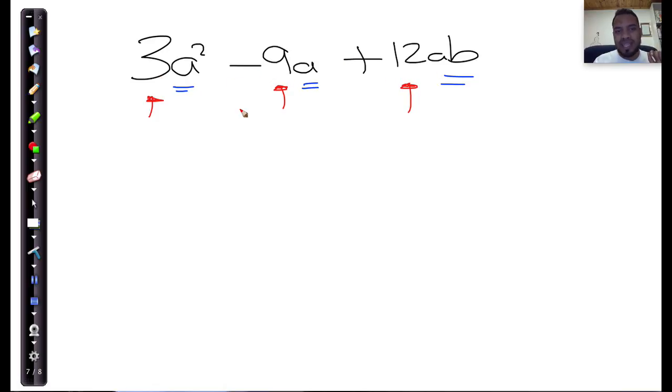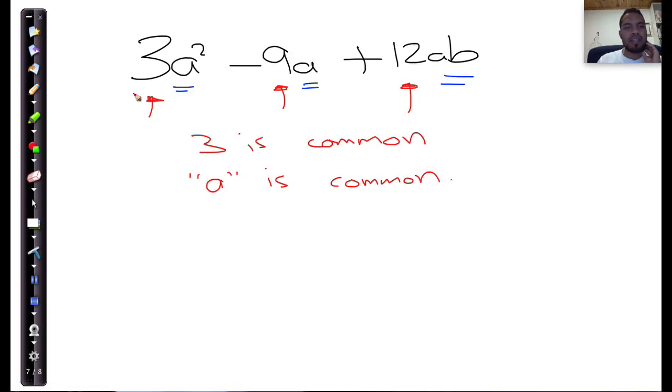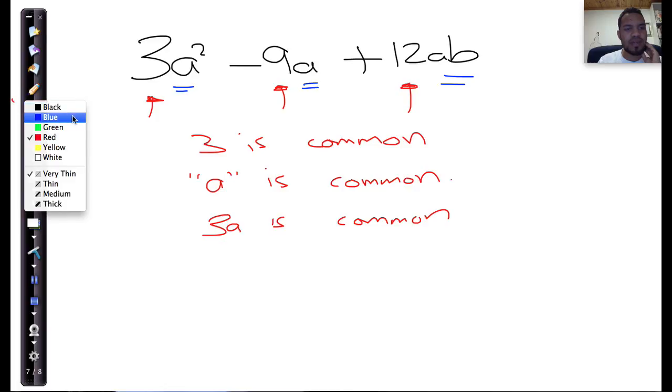So again, I can say 3 is common because 3 can go into 3, 3 can go into 9, and 3 can go into 12, as well as a is common. Three is common, and so is a. So let's factorize this. If 3 is common and a is common, it means that we are going to take out 3a as the common factor. Right? Let's factorize it and let's see what happens.